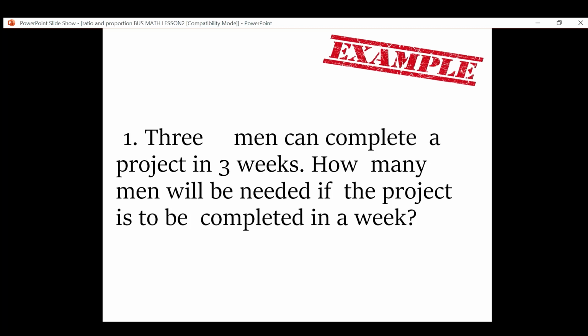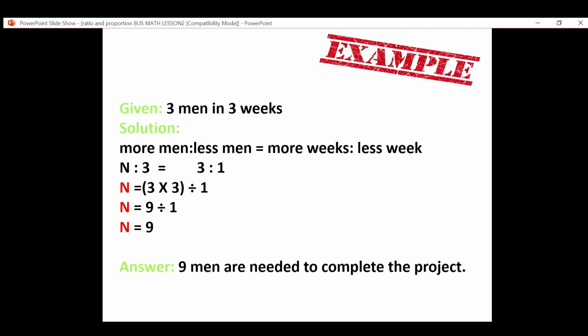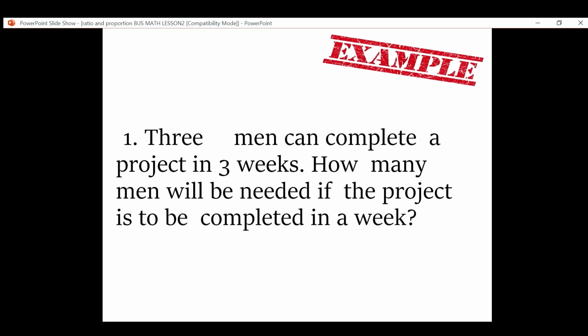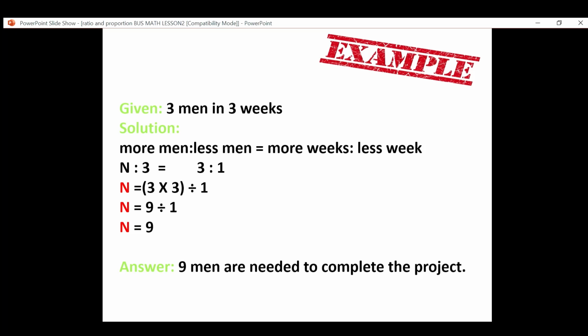So for example, 3 men can complete a project in 3 weeks. How many men will be needed if the project is to be completed in a week? So the solution is, the given ratio is 3 men in 3 weeks. And then, how many men are needed if the project is to be completed in a week? So the ratio is n:3 equals 3:1. Multiplying the means, 3 times 3, and then n times 1, so that's n. So the equation is n equals 9. So the answer is 9. So 9 men are needed to complete the project.